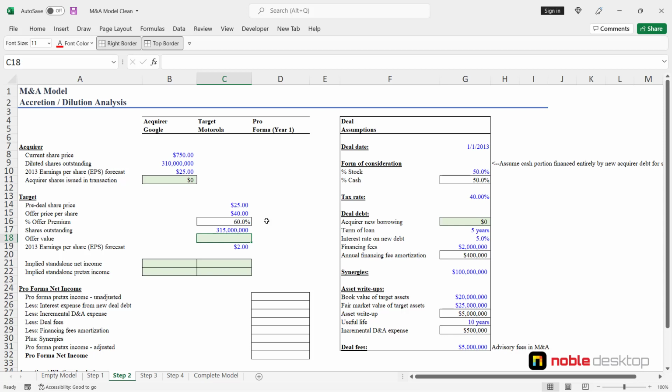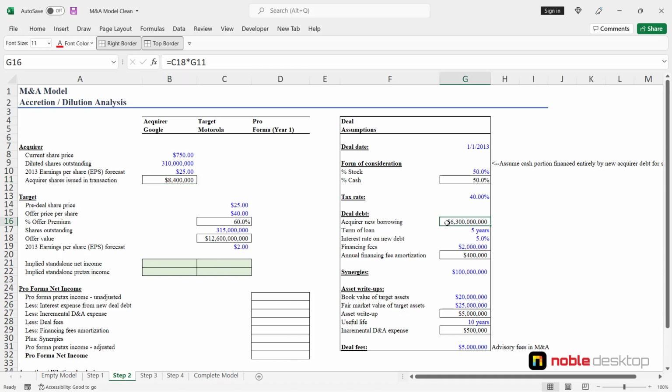We also have shares outstanding for the target company, which is 315 million. And to calculate our offer value, I'm just going to take the shares outstanding existing for the target and multiply it by the offer price per share. That will be my offer value, which is $12,600,000,000. And you can see that as soon as we filled up this cell for the offer value, cell B11 is filled as well. Remember, the formula included offer value here, and my acquirer shares issued in transaction is 8,400,000.